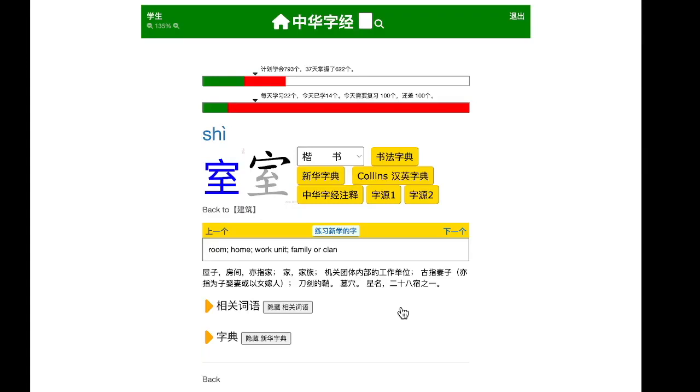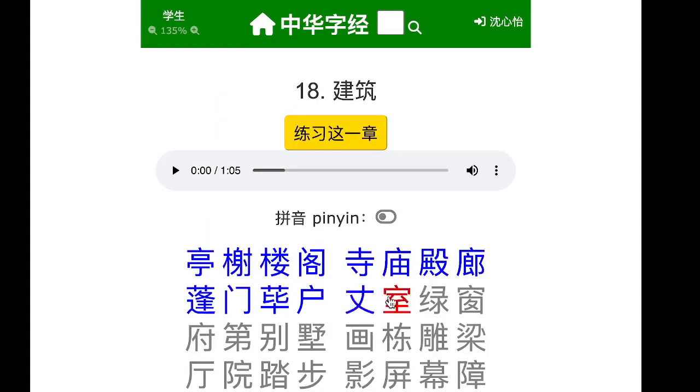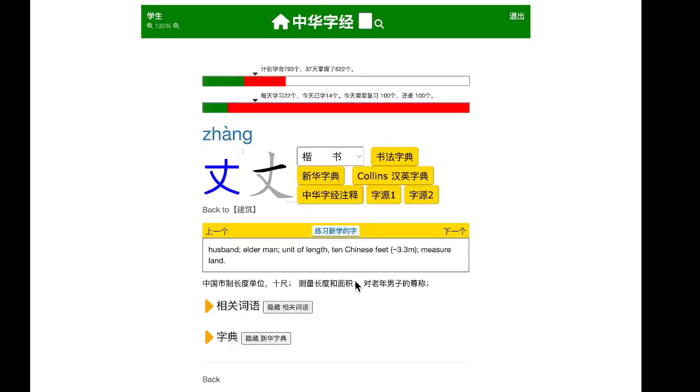室 is a room. Like a bedroom is called 卧室. 卧 is lying down, right? It's the room where you sleep. 室 could also be your home in general, work unit, like your department or your team for a project, that sort of work unit. A family or clan. Okay, so in this context of 丈室, we're using the definition of that unit of length. Yeah. So 丈室 is a room that's only about 3 meters.